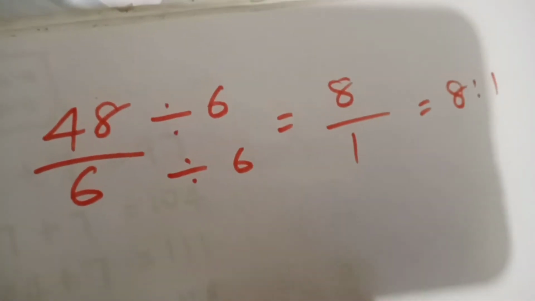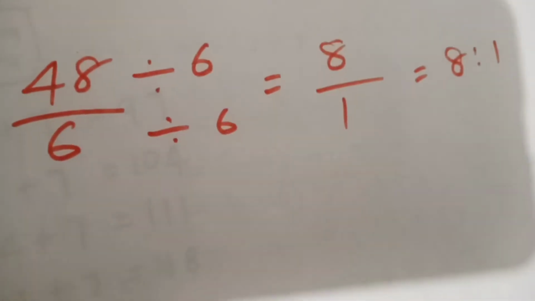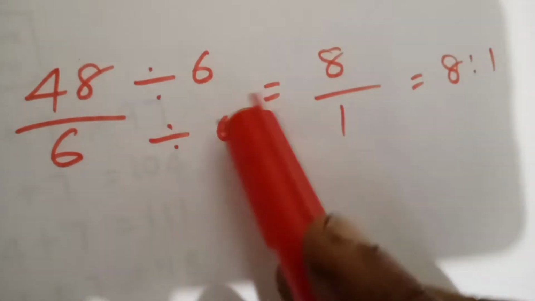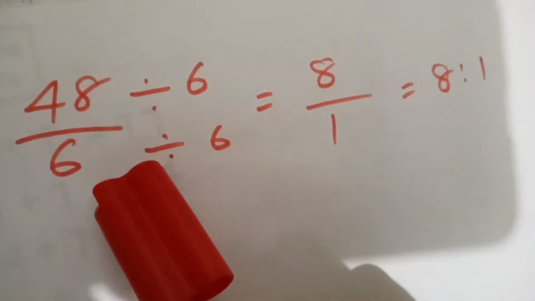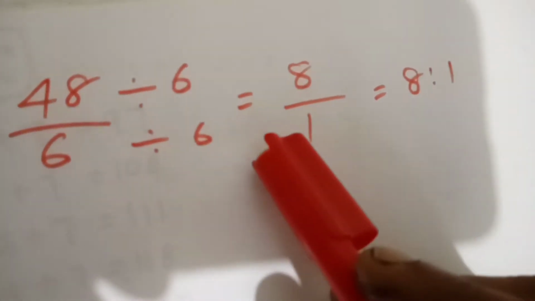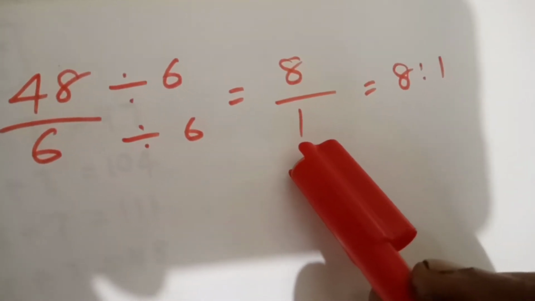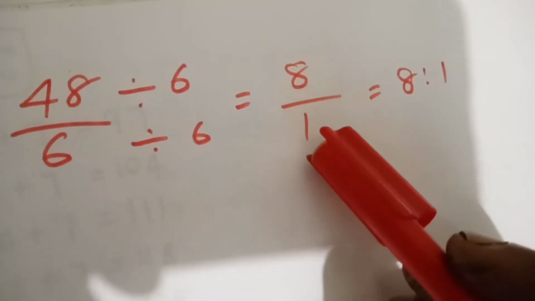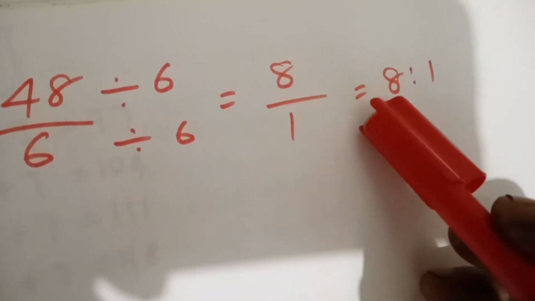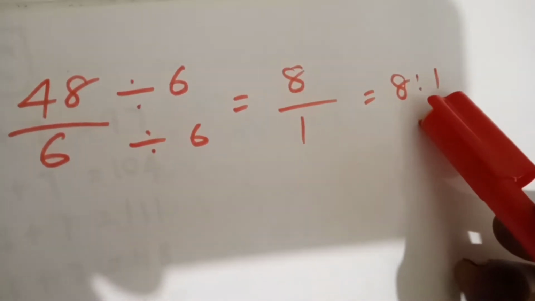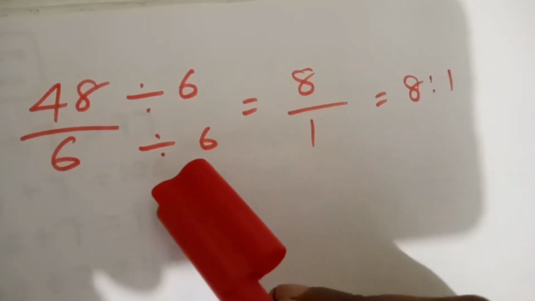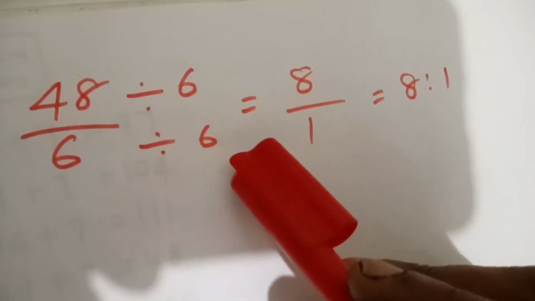Look here children. Here 48/6, we are dividing both the numerator and denominator by 6. So we are getting it in the lowest form 8/1. Always we are writing the ratios in the lowest form. 8/1, that is expressed like this, 8:1. This is the method to express the ratios.